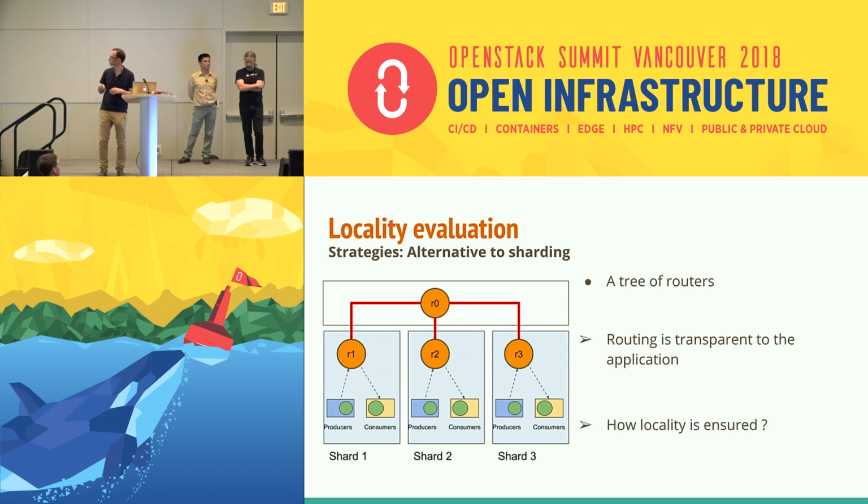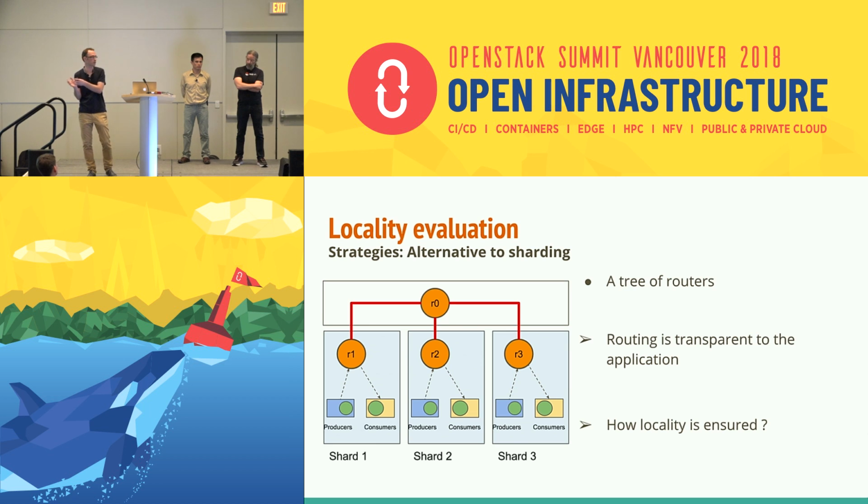So now routing is transparent to the application, but it raises a problem: how can locality be ensured here, because now you don't have the strict locality as you have with sharding? So how can locality be ensured in this kind of deployment?